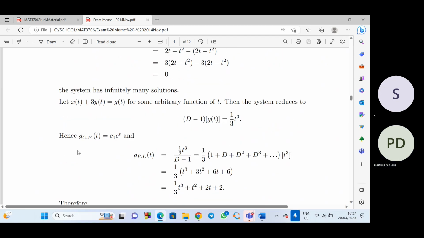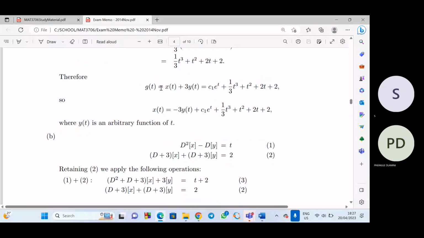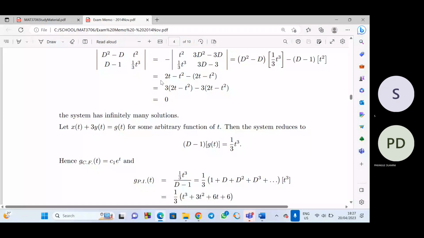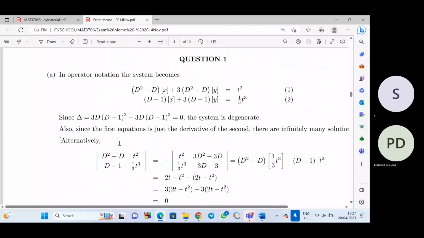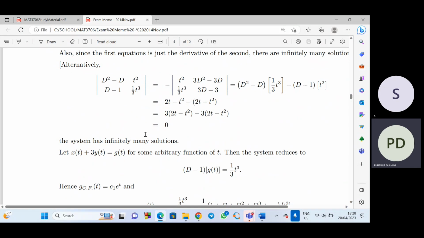Then hence g of t, the complementary function. Then they get that 1 over 3 t. So in this one here, they are using, let me check why. All right, so I'm not really understanding your memo.